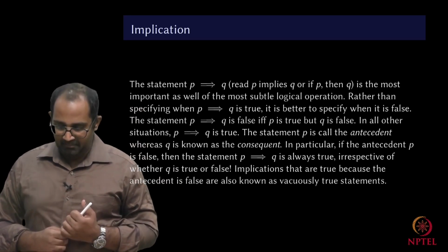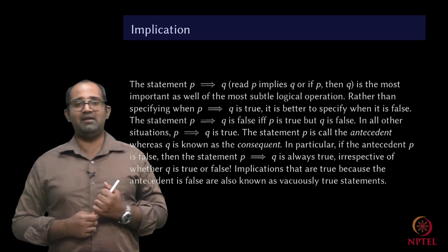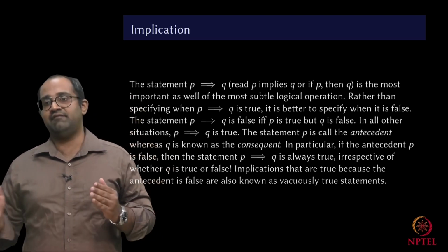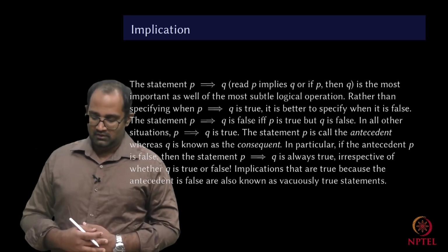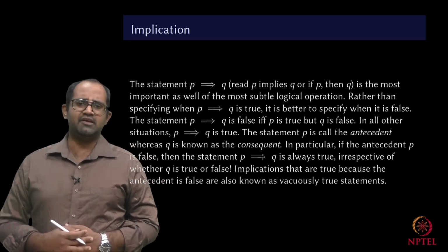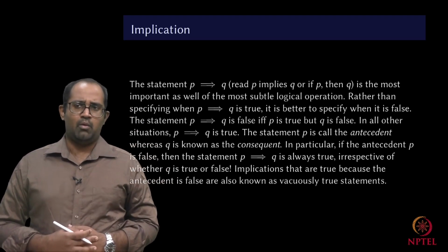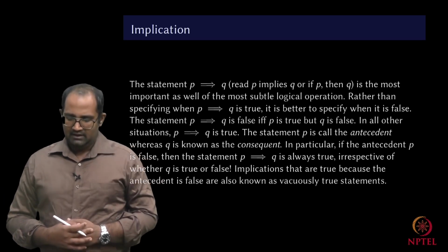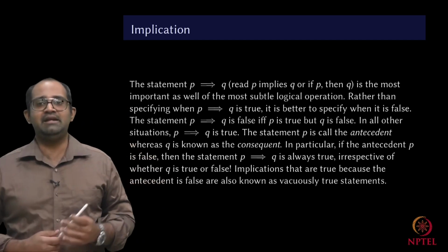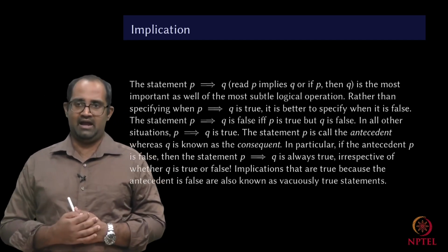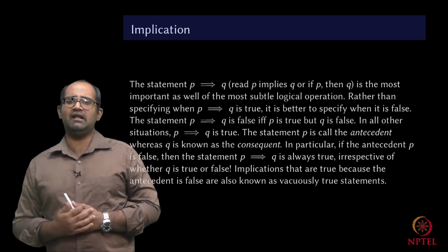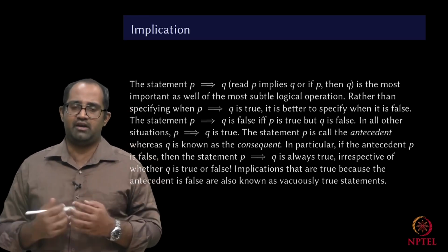Let me give you an example. Suppose I make the statement, if it is raining, then I will carry an umbrella. Now, under what situation am I lying? In what situation have I uttered an untruth? Let us think about that. If it is raining outside and I indeed happen to have an umbrella in my hand, then certainly I am not a liar. But on the other hand, consider what happens if it is not raining.